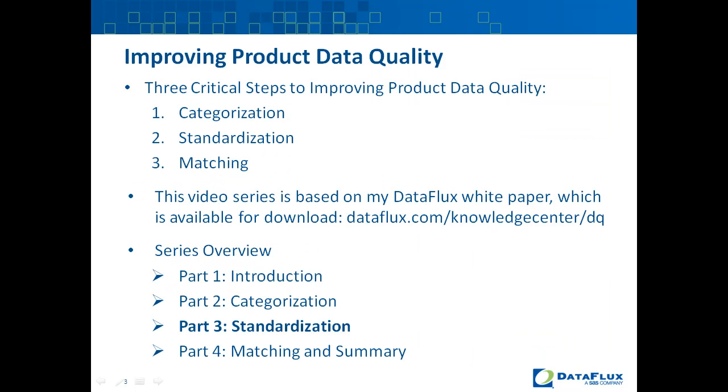This is a 4-part video series about improving product data quality, focusing on 3 critical steps: categorization, standardization, and matching. This video series is based on my DataFlux white paper, which is available for download at dataflux.com/knowledgecenter/DQ. This is the 3rd part of the series, which is focusing on the 2nd critical step, which is standardization.